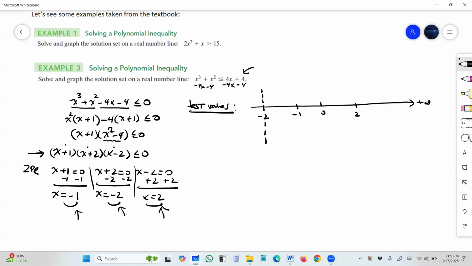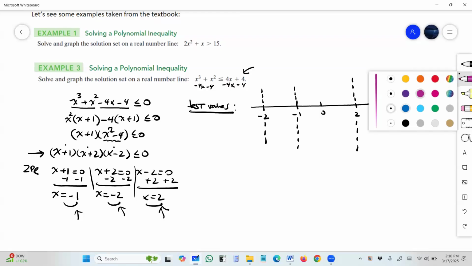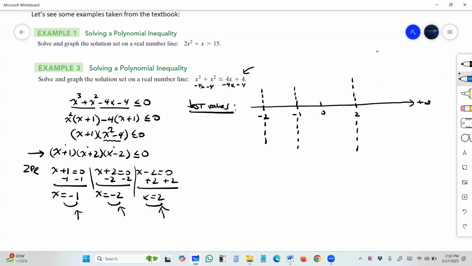-2. You don't need to put these dashed lines. I'm putting them here so that you can see the interval clearly. And now you can see that I have 4 intervals, right? I have this one. I have this one here.